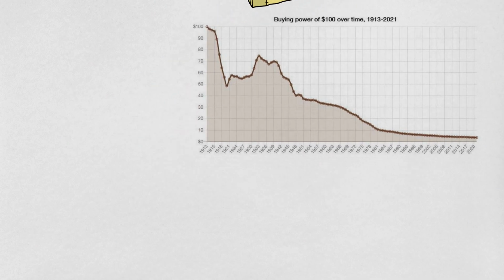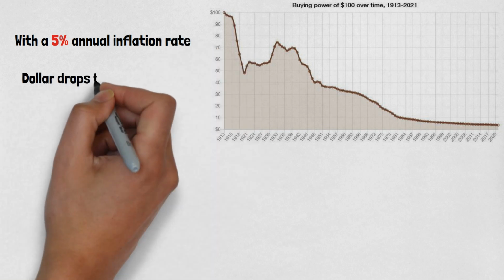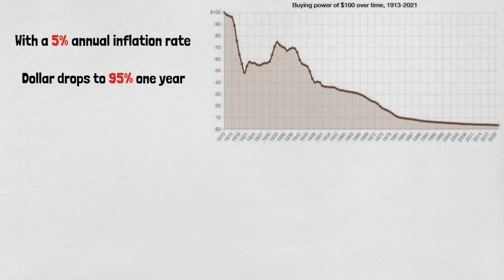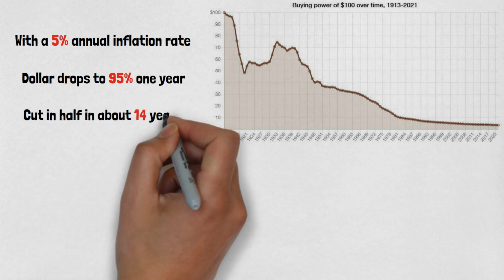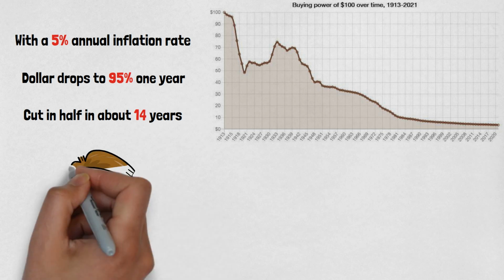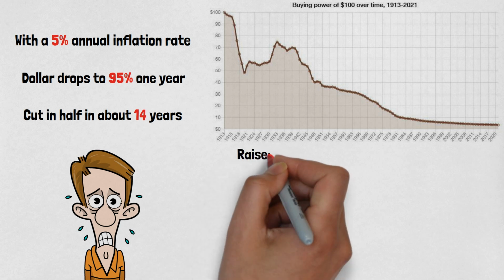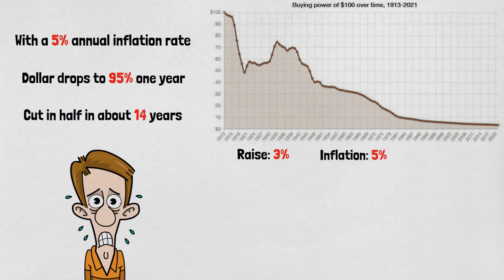For example, with a 5% annual inflation rate, the dollar's value drops to 95% after 1 year and is cut in half in about 14 years. This erosion of purchasing power can have significant consequences for your income and savings. When negotiating your salary, it's important to take inflation into account. If your boss offers a 3% raise when inflation is 5%, you get a pay cut of about 2%.